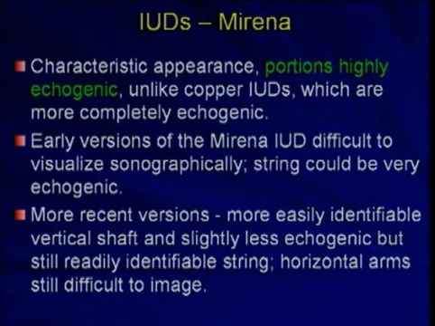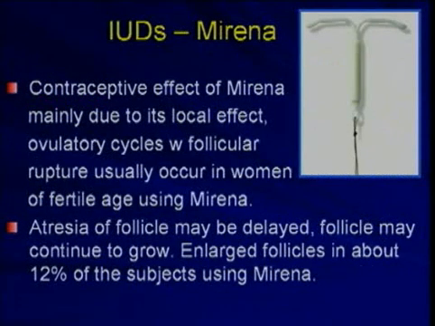The earlier versions of the Mirena were very difficult to visualize sonographically, and I'll show you examples of that. The string could actually be more echogenic than the IUD itself. The more recent versions are more easily identifiable. The vertical shaft is more echogenic, and the IUD string is slightly less echogenic. The horizontal arms with their characteristic downturn distally are still difficult to image.